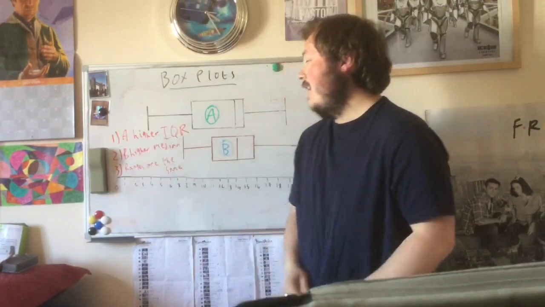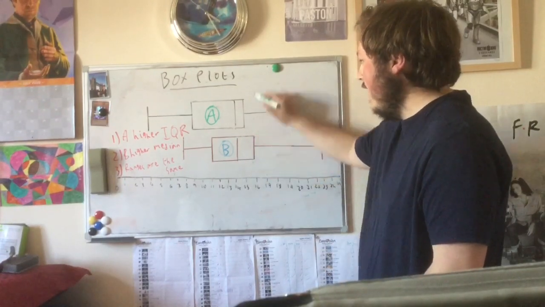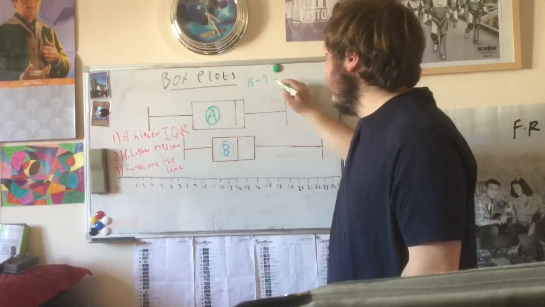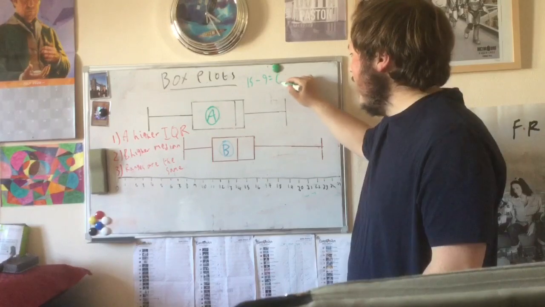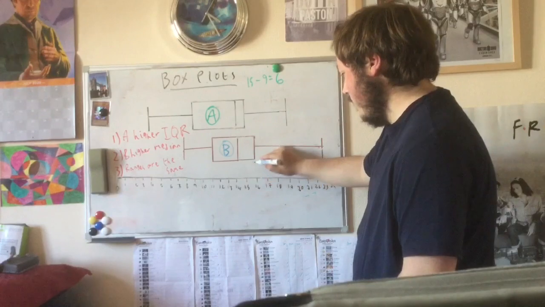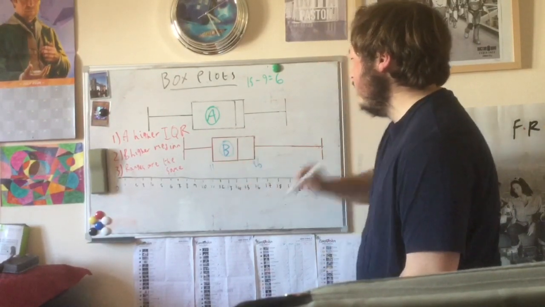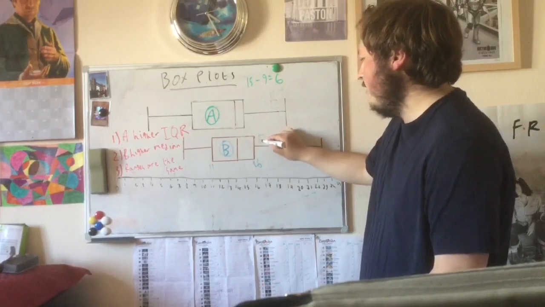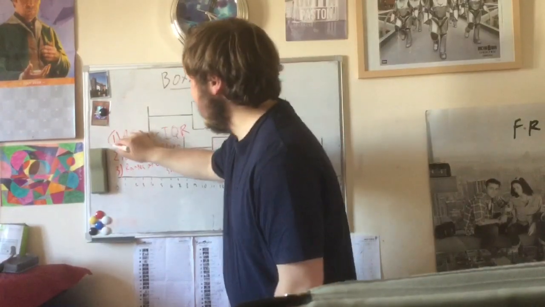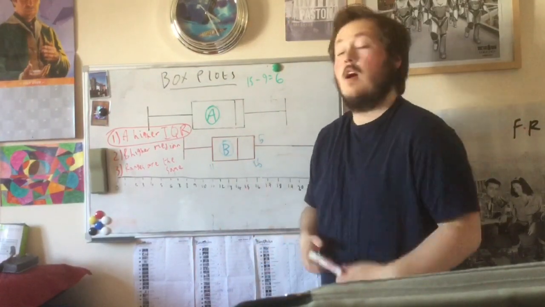So A has a higher interquartile range. Well, when you look at the upper quartile for A, it's 15. And the lower quartile for A, it's 9. So 15 take away 9, the interquartile range for A is 6. While for B, the upper quartile is 16 and the lower quartile is 11. So the interquartile range is 5. So that statement is true. A has a higher interquartile range, just by 1, but still higher.